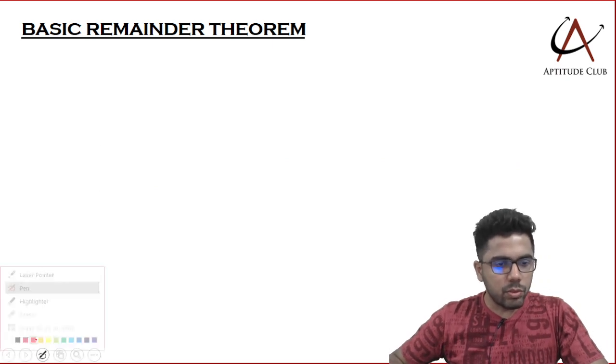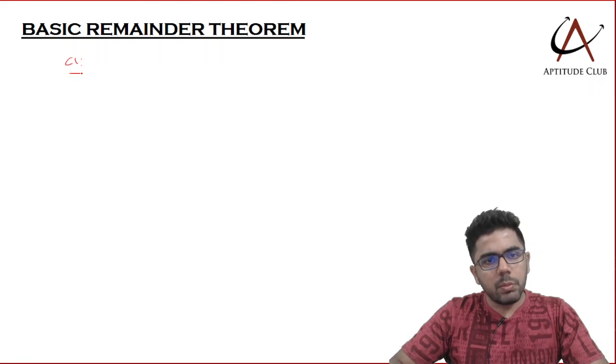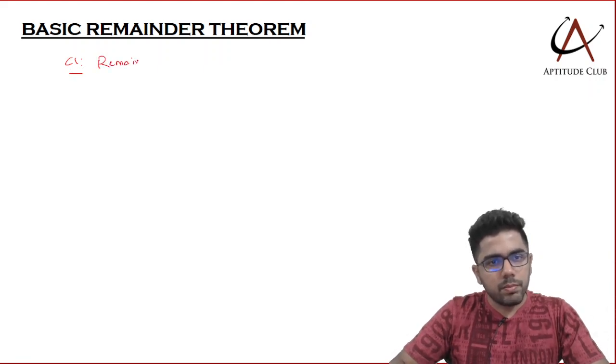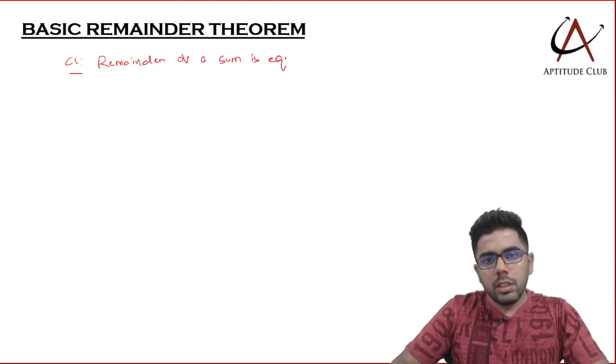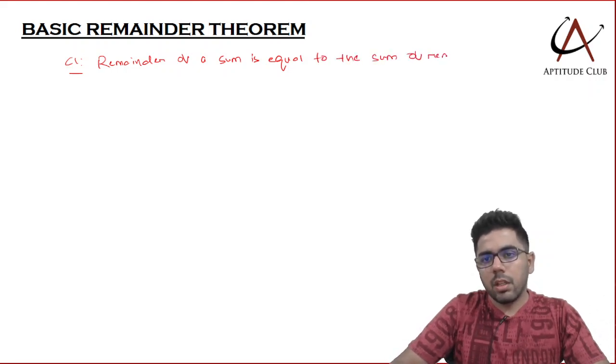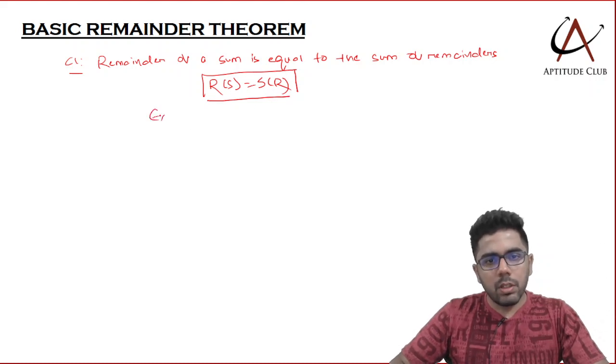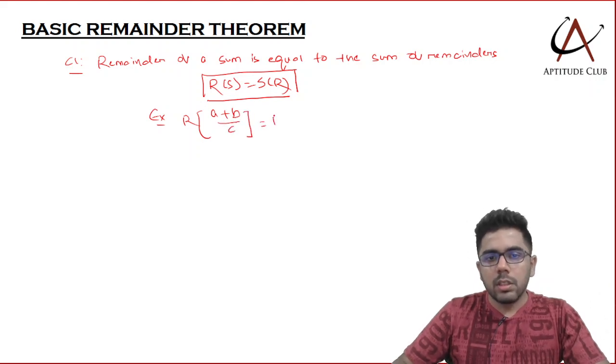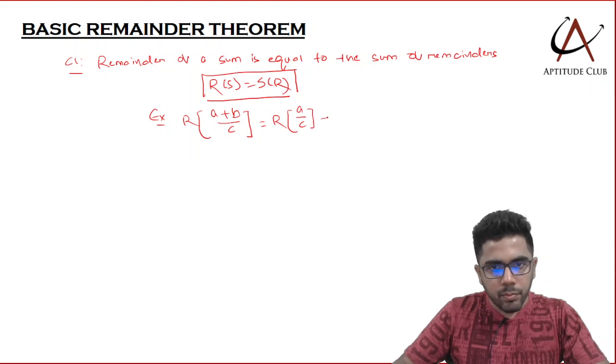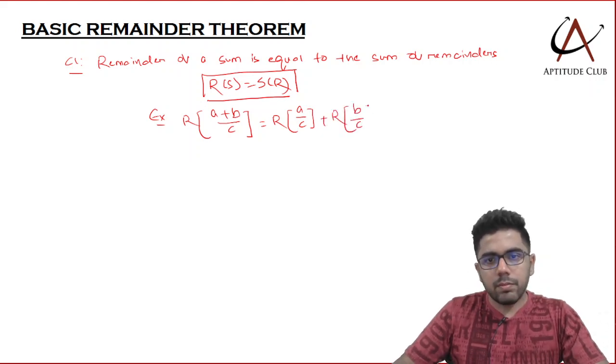Basic remainder theorem. The first clause, or the first statement of the theorem, is: the remainder of a sum is equal to the sum of remainders. What do you mean by this? For example, the remainder of a plus b divided by c is the remainder of a divided by c plus the remainder of b divided by c.